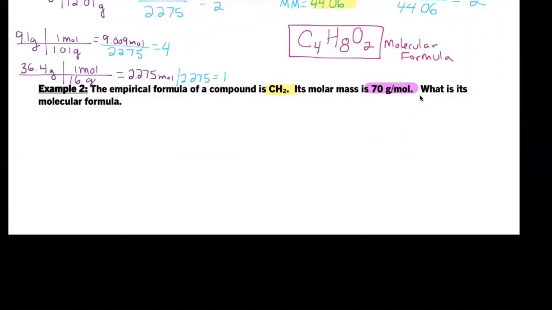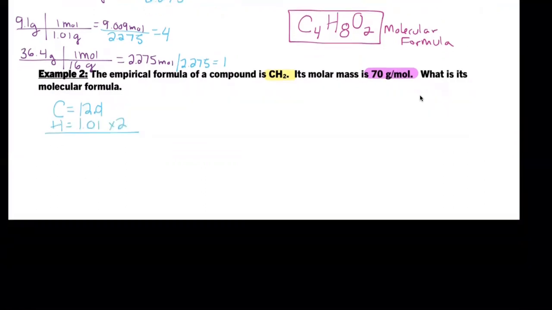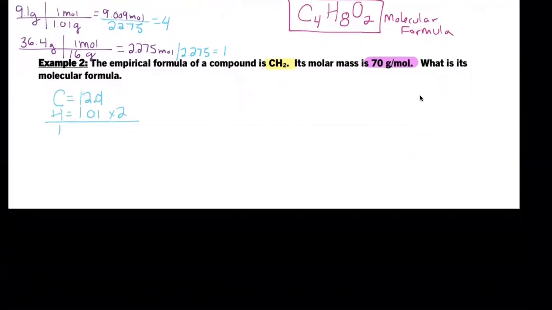C is 12.01. And we know H is 1.01, but there's 2 of them. So if I multiply and add everything together here, I'm going to get 14.03 for my molar mass. Step 3 says I'm going to divide here. So 70 divided by 14.03. And that should give me 5.